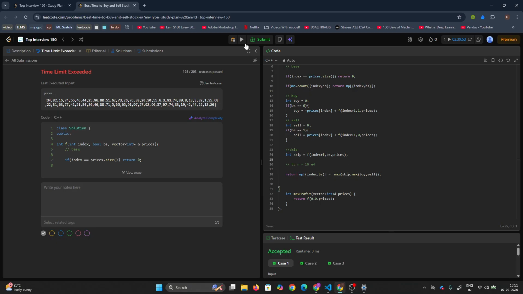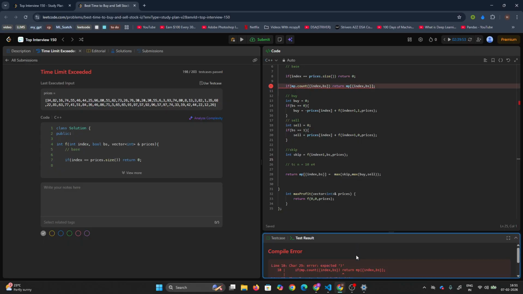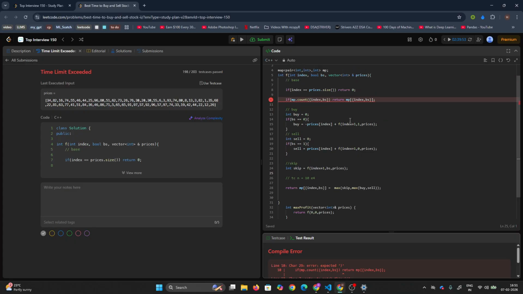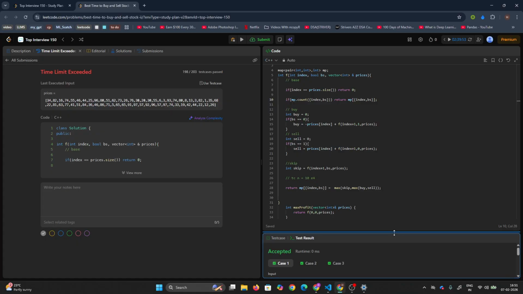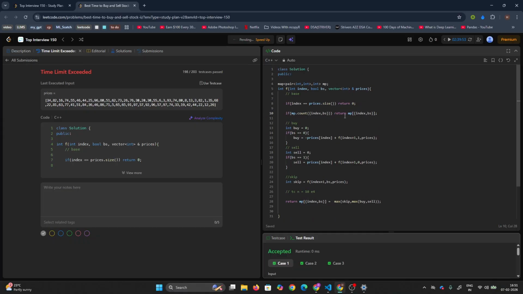So let us try to run this now once. Return, I guess there is some issue with the formatting. Yeah, so I need to put one more bracket here. So this got accepted. So now we will try to submit it and see what the problem is now if we are using this type of data structure or something like that.